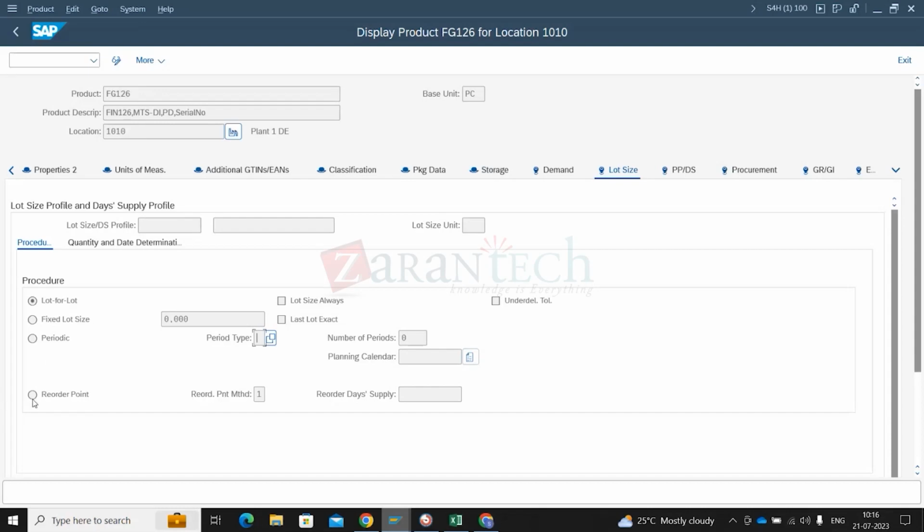Reorder point is something where you start producing whenever you meet a specific reorder point, when you go below some minimum supply. Say you decide reorder days supply. So 10,000 is your reorder days supply, right?